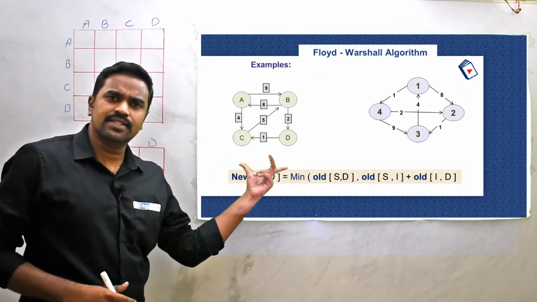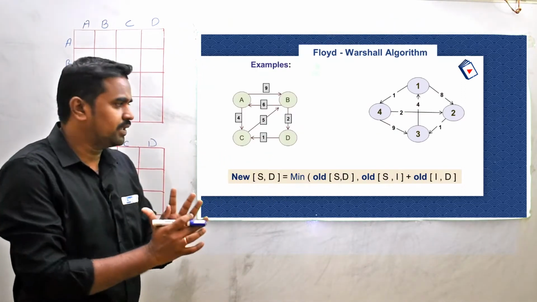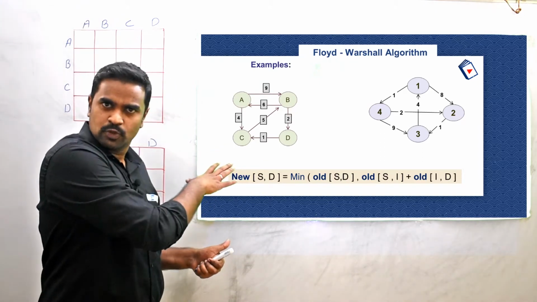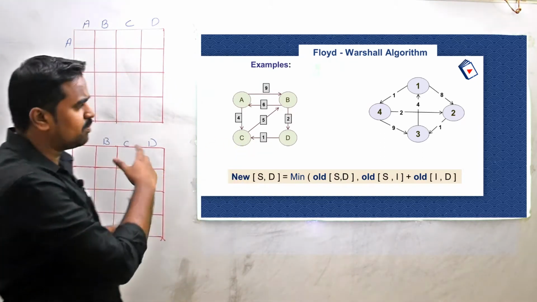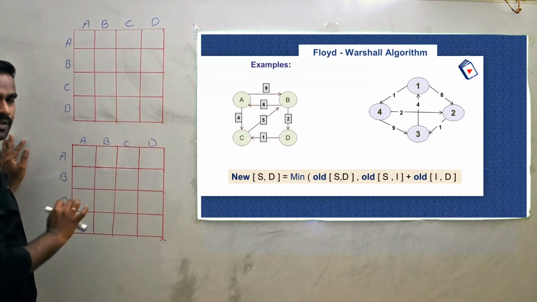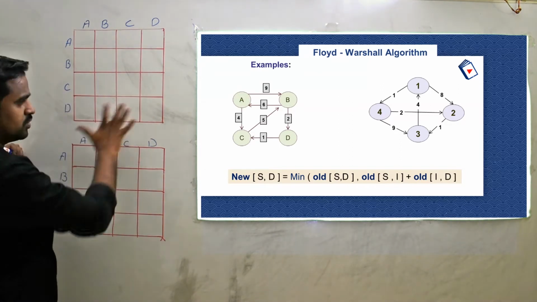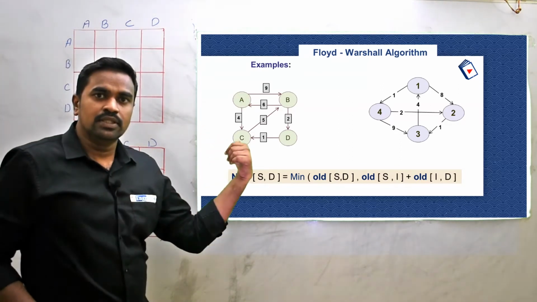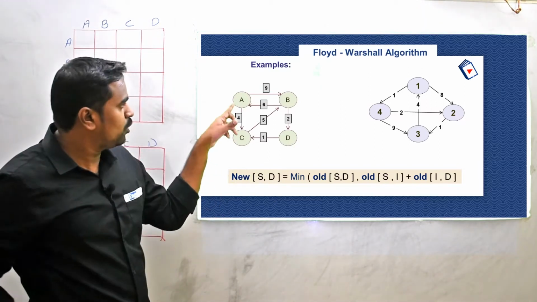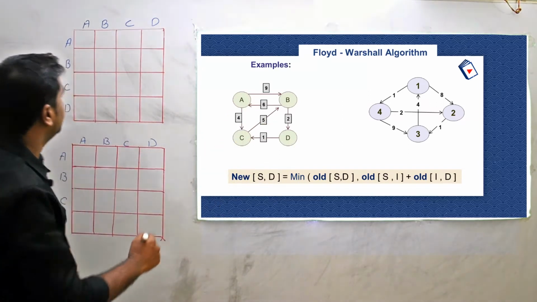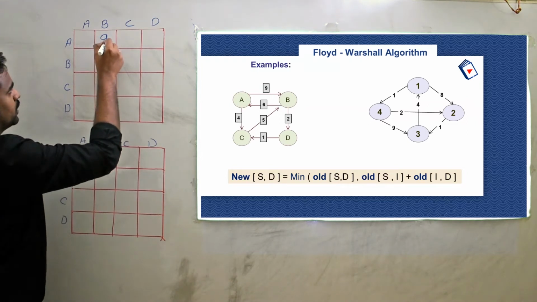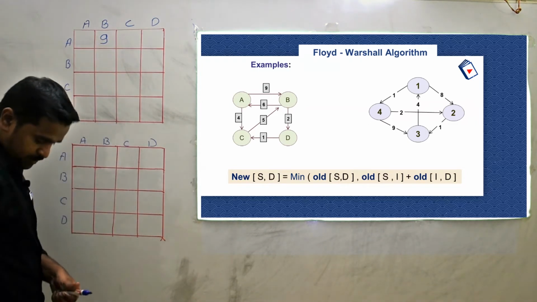So let's consider this graph. First of all, what do I need to do? I need to make a matrix to represent this graph. Of course the matrix size is node by node. So first of all, I have 4 nodes. Then write down the distance of all the nodes, that is from A to B, the distance is 9. So I'll write down 9 over there.